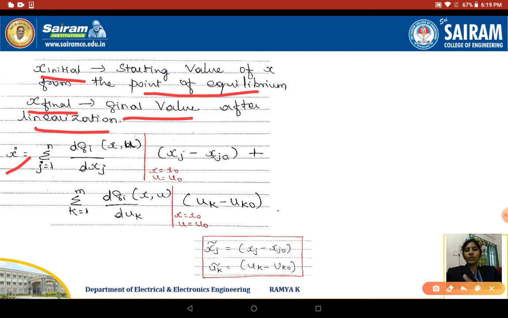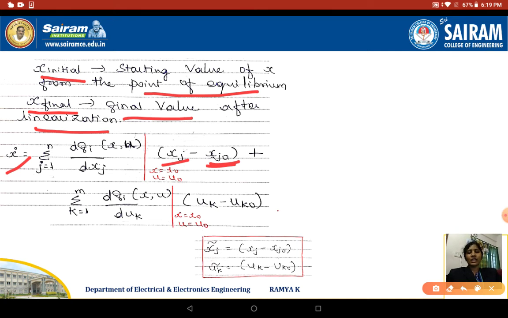Input means 1 to m. Output means 1 to p, as we discussed earlier. So we'll get ∂fi/∂xj at (x0, u0) times (xj − xj0). It is nothing but your final value minus initial value. Final value is the value obtained after initialization. Initial value is the one that is obtained at the point of equilibrium.